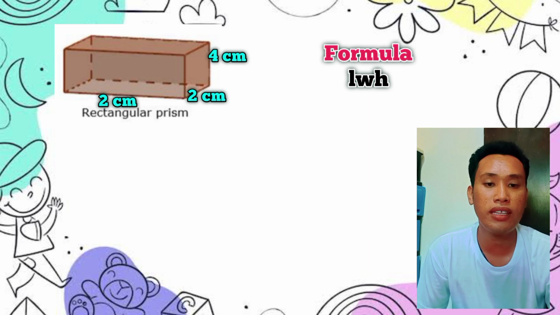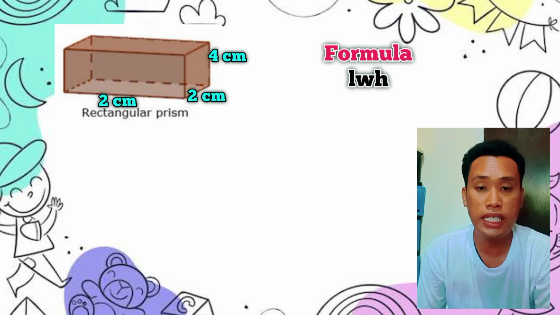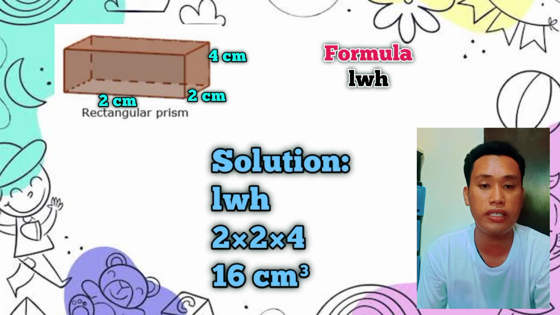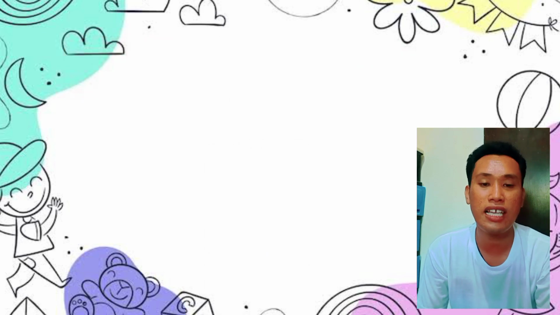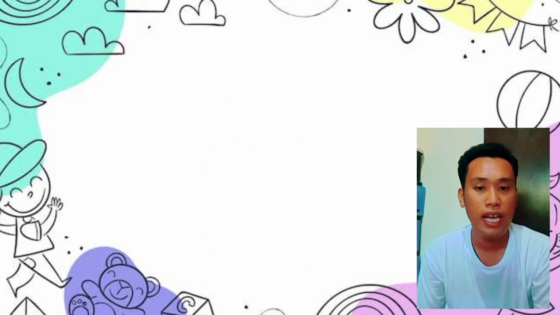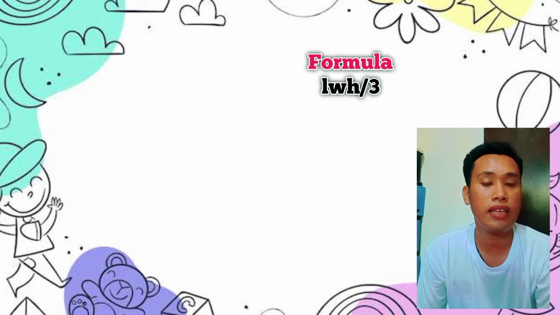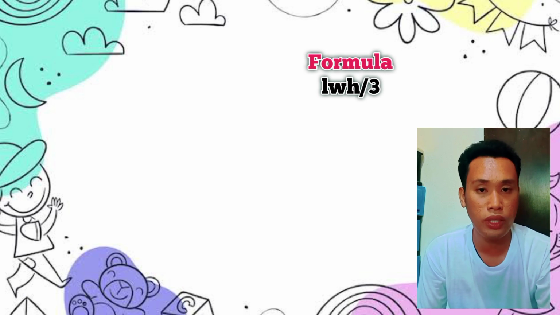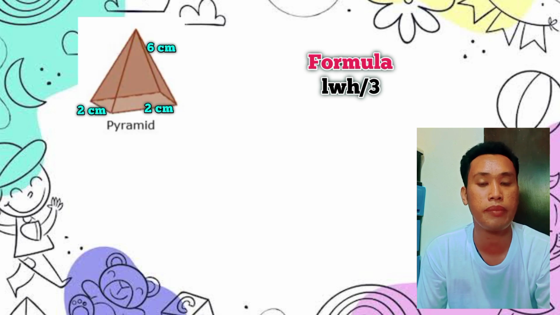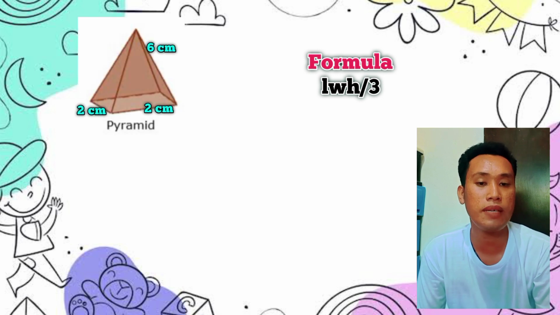Now we multiply the length, width, and height to get the volume of the rectangular prism. So 2 centimeters times 2 centimeters equals 4 square centimeters times 4 centimeters equals 16 cubic centimeters. So that's the answer. Next is how to get the volume of the pyramid. The formula is 1/3 times length, width, and height, or length times width times height divided by 3. For example, we have 2 centimeters length, 2 centimeters width, and 6 centimeters height. Now let's substitute and solve.